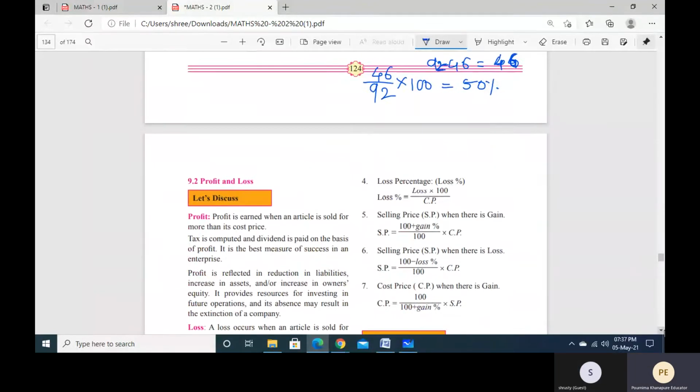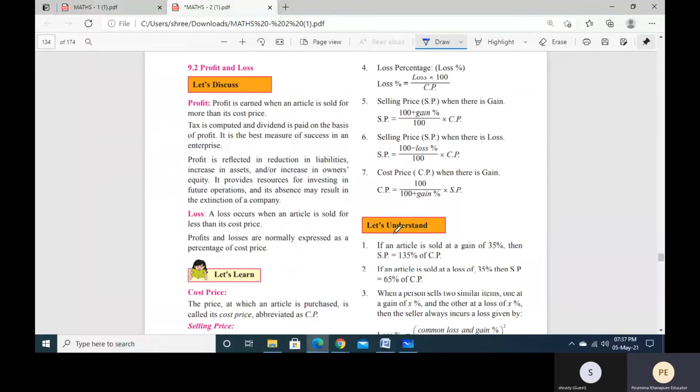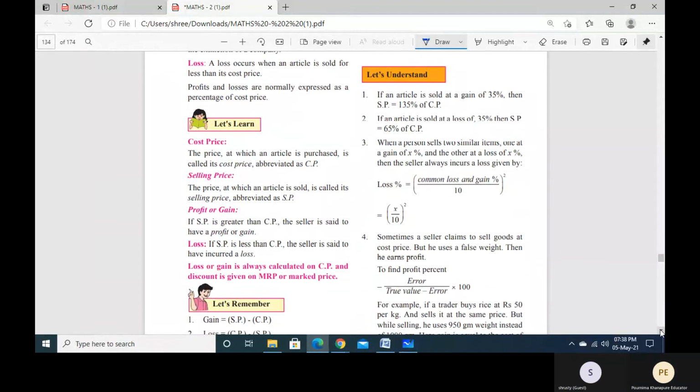Okay. Now, profit and loss you have studied in your 8th or 9th grade, right? When we have a profit, our selling price is more than the cost price. When we have a loss, the cost price is greater than the selling price. So how to find the profit? Just subtract the cost price from the selling price. To find the loss, subtract SP from CP. So all these formulas are already known to you.